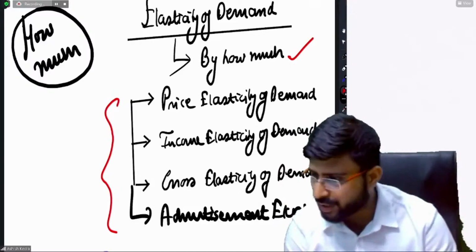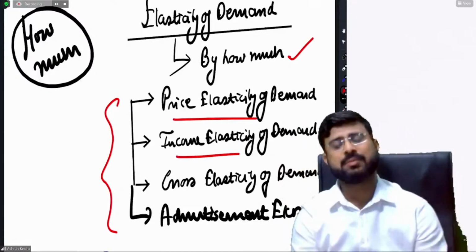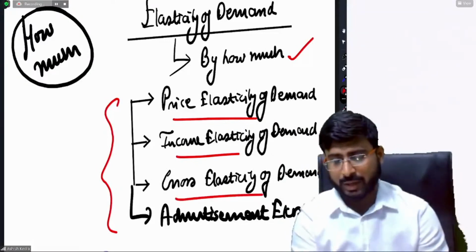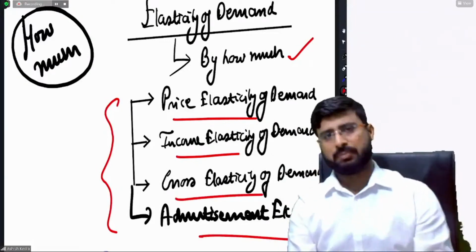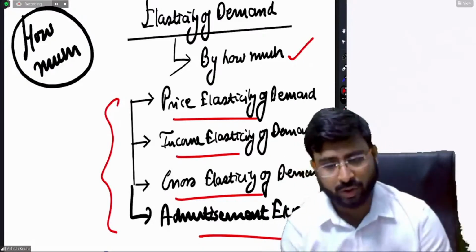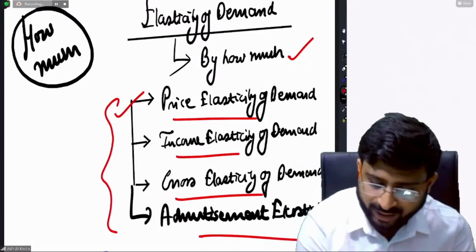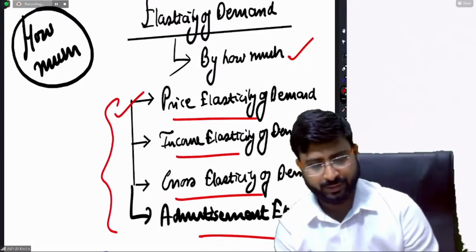That is today. Price elasticity of demand, income elasticity of demand, cross elasticity of demand, advertising elasticity of demand. Today, by the way, it is our last class on demand and elasticity. So be ready to listen carefully, everyone. Number one is price elasticity of demand.